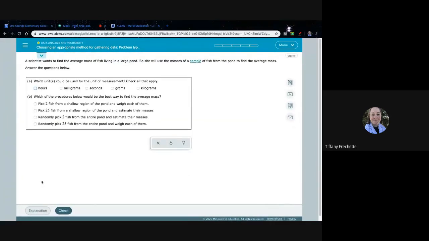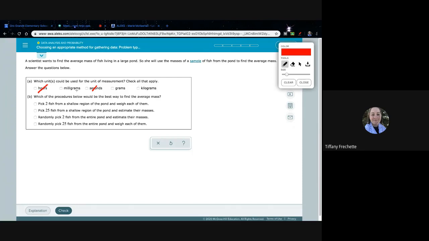A scientist wants to find the average mass of a fish living in a large pond. Use the masses of a sample of fish from the pond to find the average mass. So mass has to do with weight. So we know we're not going to use, and here I'm going to cross these out, hours. We're not going to use seconds, because those aren't weights. So we need to think about milligrams, grams, or kilograms. And this is just going back to when we were talking about units of measure with the metric system.